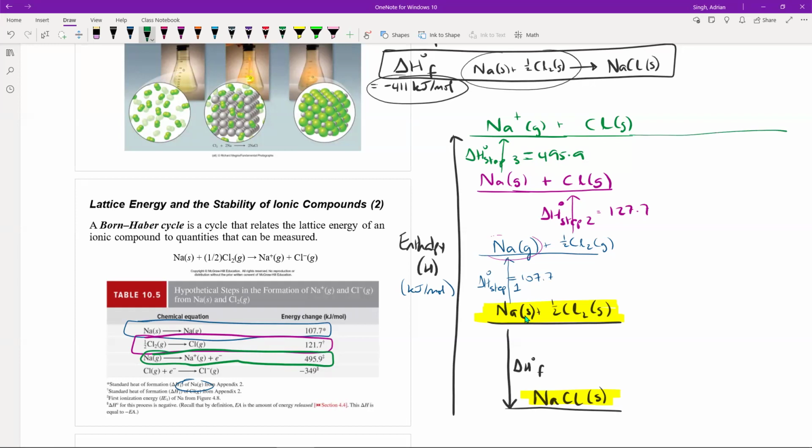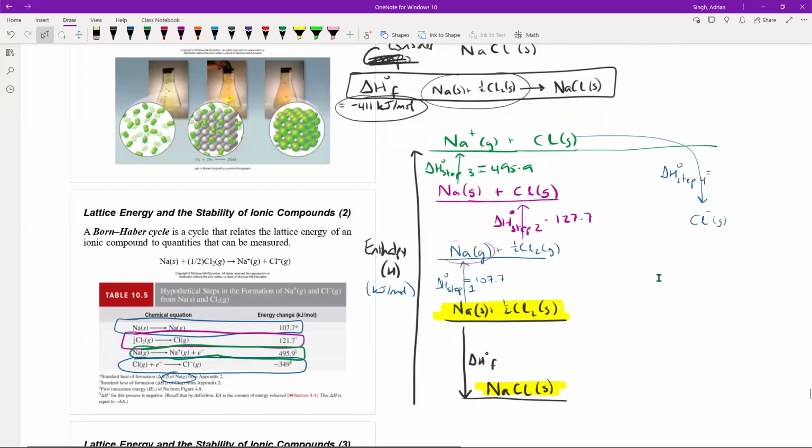What we also now need to do is get to the Cl minus, right? So going from the atomic chlorine in the gas phase to the chloride ion in the gas phase, that process is the electron affinity for chlorine, and that is also something that we can look up, right? So that corresponds to the chlorine gaining an electron to form Cl minus. We'll call that delta H for step 4, right? And that is equal to negative 349.